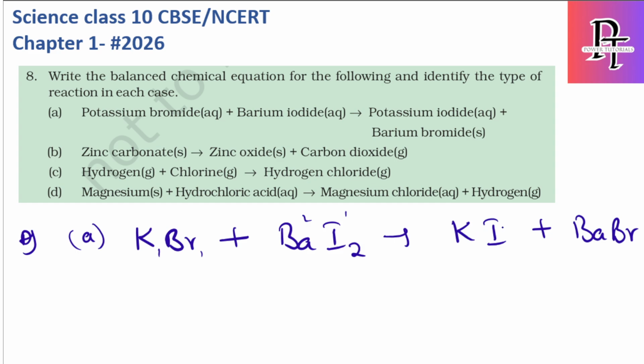Okay, KI, there is nothing to change. Again barium bromide: Ba I told you is 2, bromine is 1, so it becomes BaBr2. So I have used the valences, wrote them here, and then interchanged. So what is the type of this reaction? The type of reaction is DD, which is double displacement.